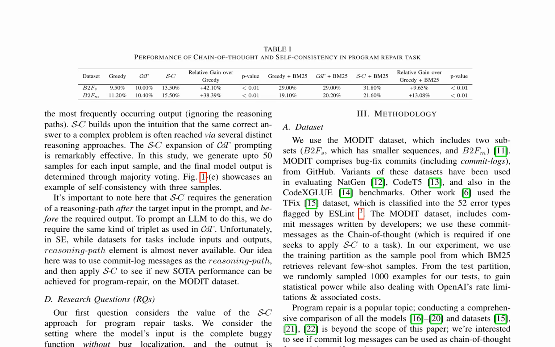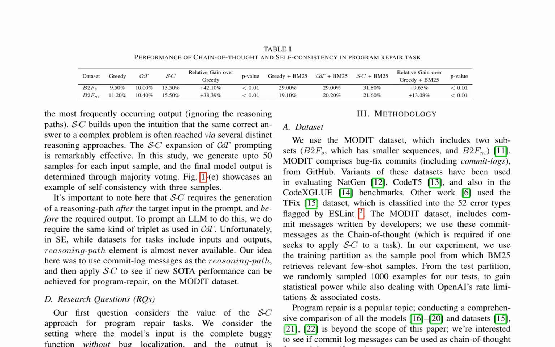Researchers have explored the application of self-consistency and chain-of-thought prompting in program repair tasks, utilizing the code-davinci-002 model with 175 billion parameters. The study focuses on the MODIT dataset, comprising bug fix commits and commit messages from GitHub, which serve as reasoning paths for self-consistency and chain-of-thought.